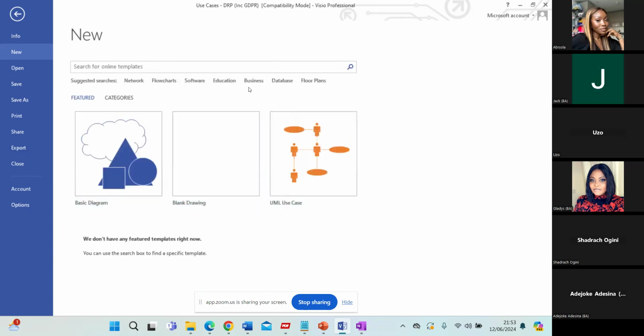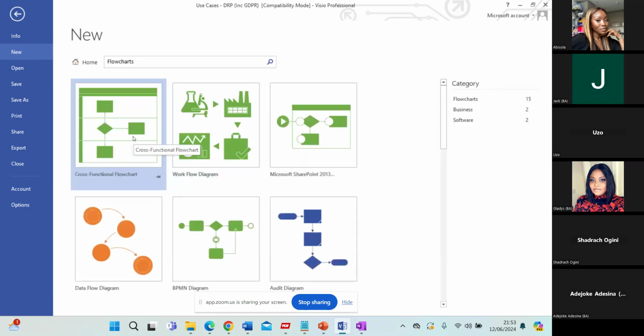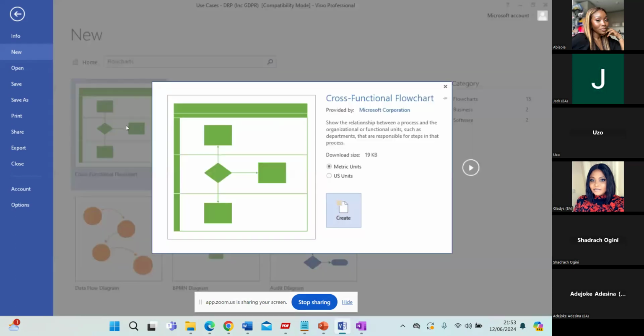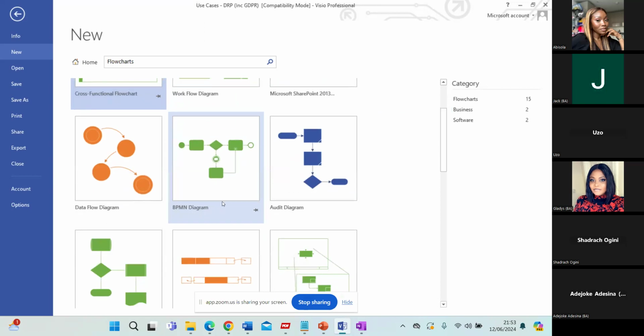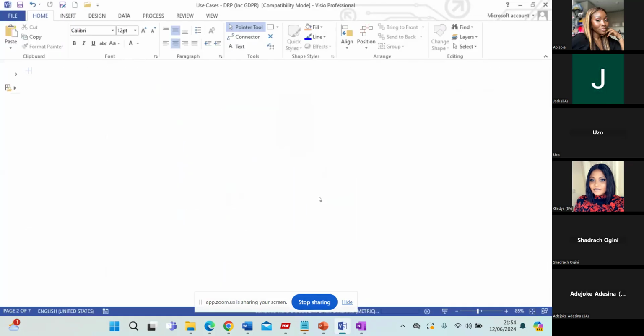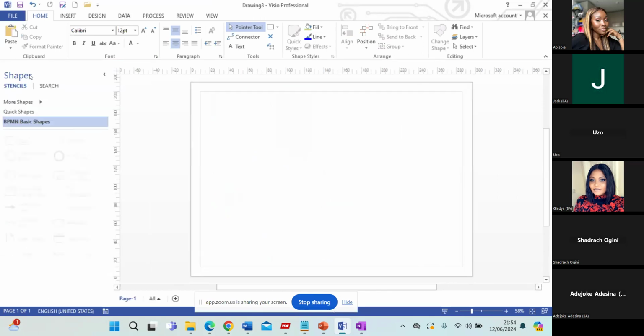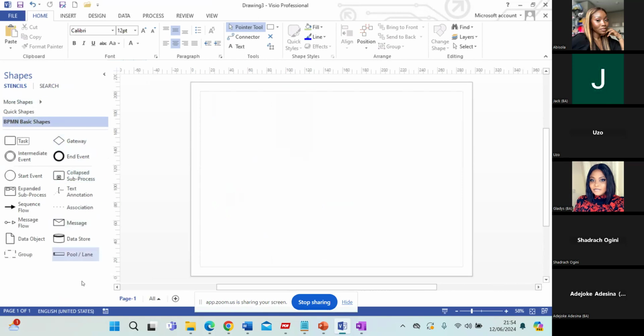So let us go to our cross-functional flowchart. This is the second one I wanted to show you, the swim lane. But look at the BPMN one too. If you open this one, it will show you some BPMN. It's already pre-populated. So let me create that. The first thing it does is show you all the different shapes. All these are BPMN shapes.